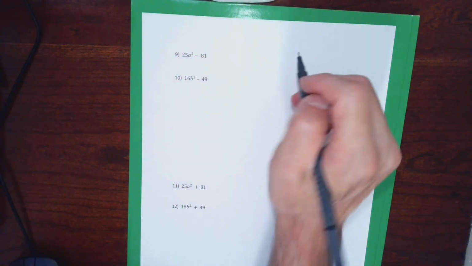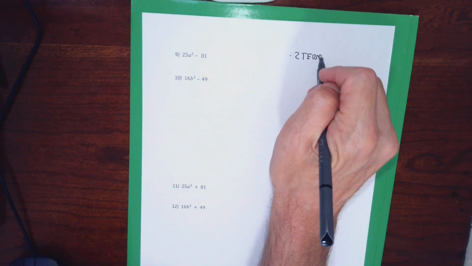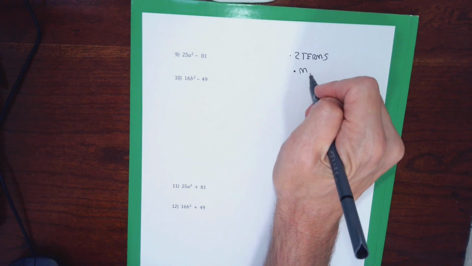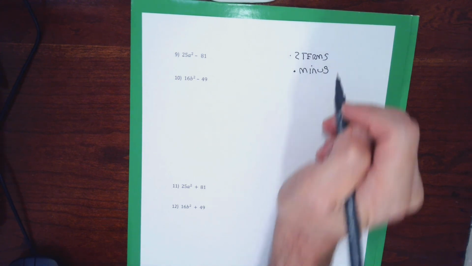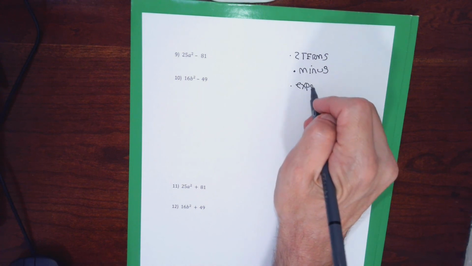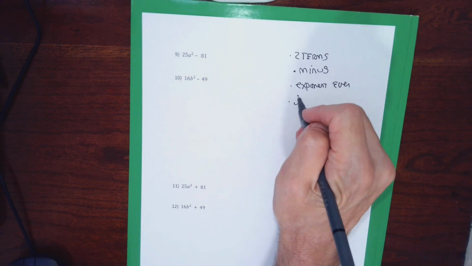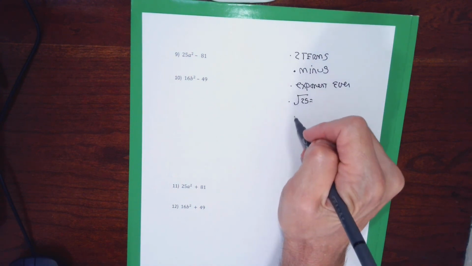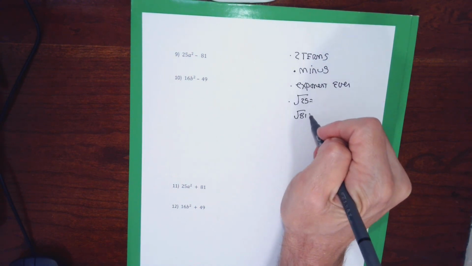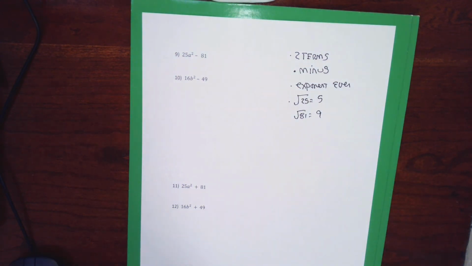Let's do 9 and 11. For 9, I look at this problem. 2 terms, good. That makes it possible for one of the categories. The minus between makes it likely a difference. The exponent is even. And each of the numbers is a perfect square because when you square root the 25 and you square root the 81, you're left with an integer. So this is going to factor, it's a difference of squares.